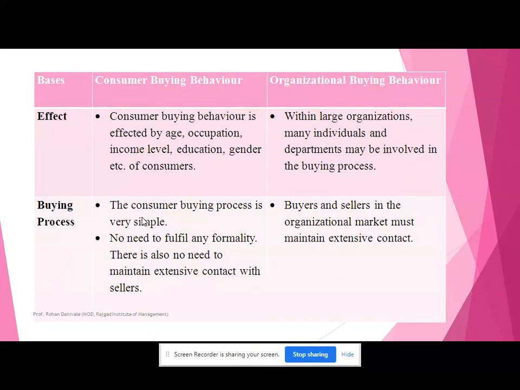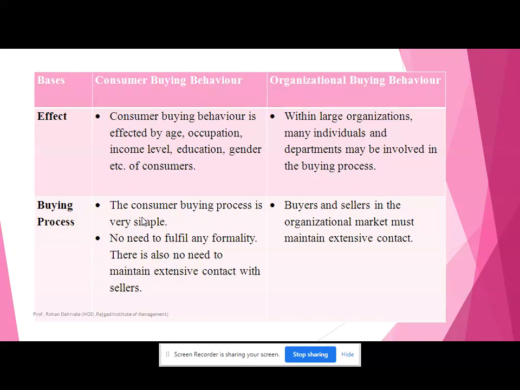So two more bases we will understand. What is the effect? Consumer buying behavior is affected by age of the consumers, occupation, income level, education level, gender, etc. So we have seen that is the demographic profile of the consumers. But in case of organizational buying behavior, within large organizations, many individuals and many departments are there. They may be involved in the buying decision process.